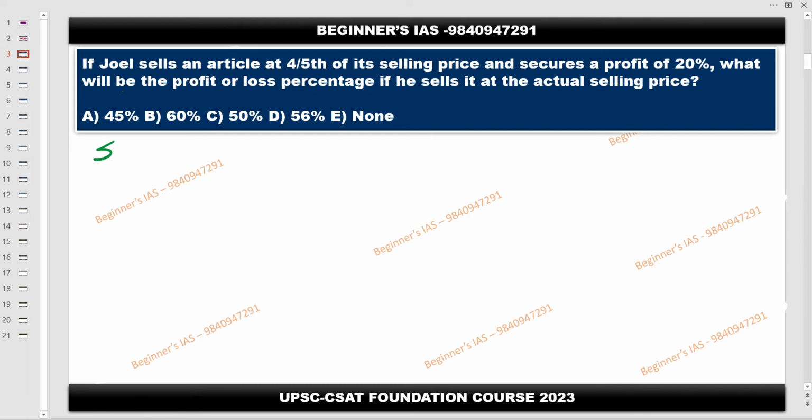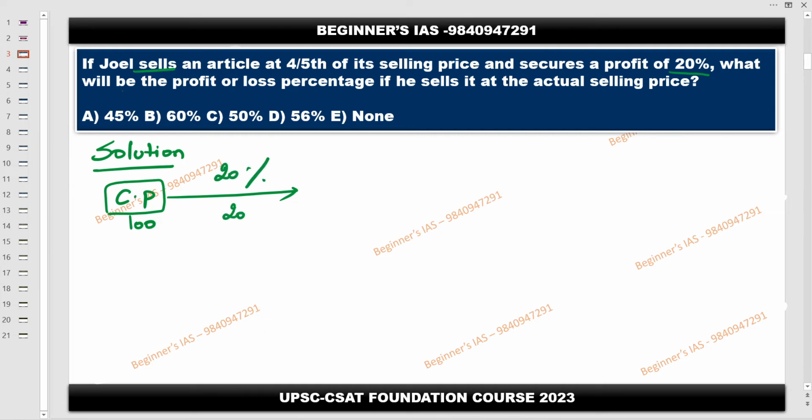So here he sells the article at 4 by 5th of its selling price, but you don't know the cost price. Then what I'm going to do is consider the cost price as 100. He secures a profit of 20%. So 20% means 20 rupees. Then this is going to be 120.